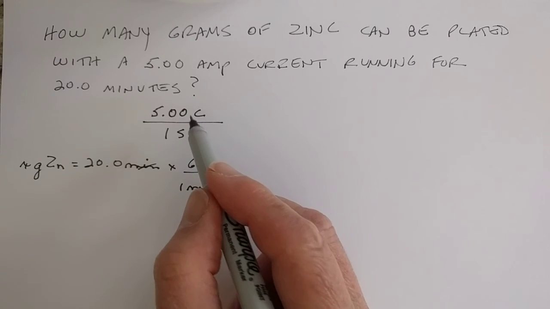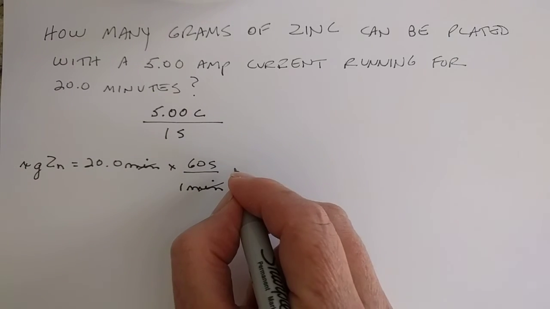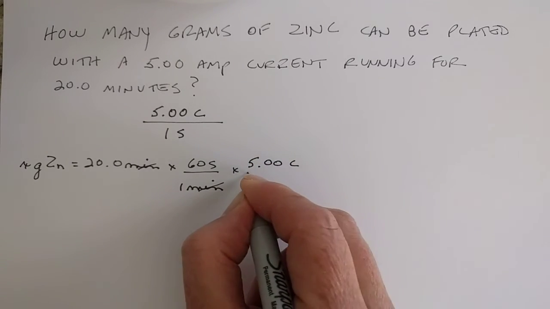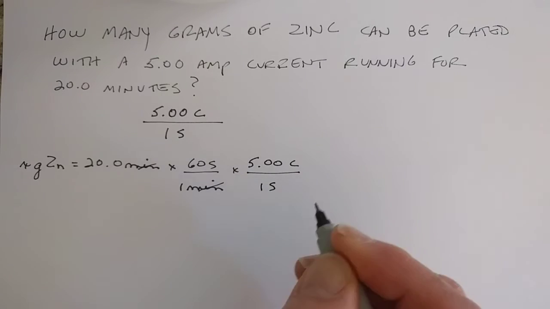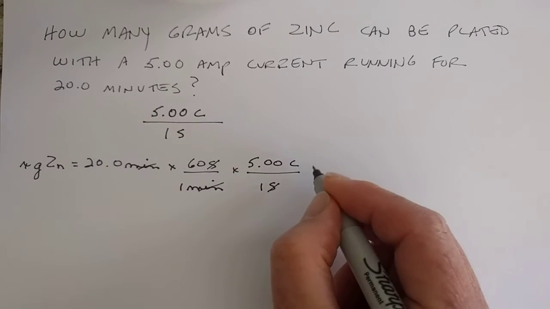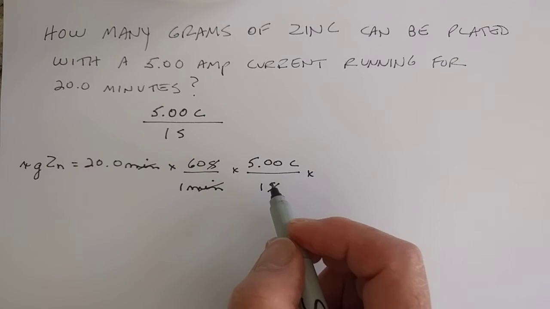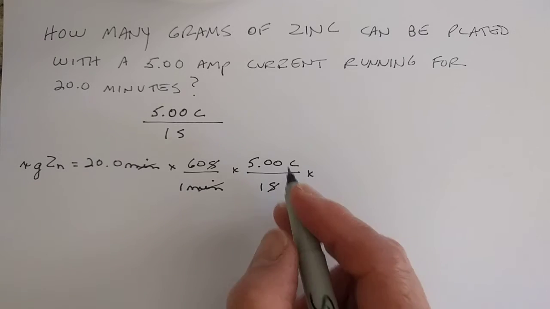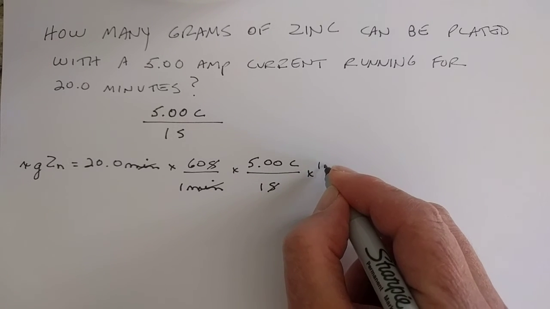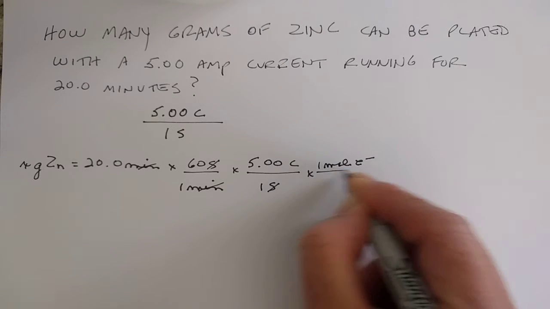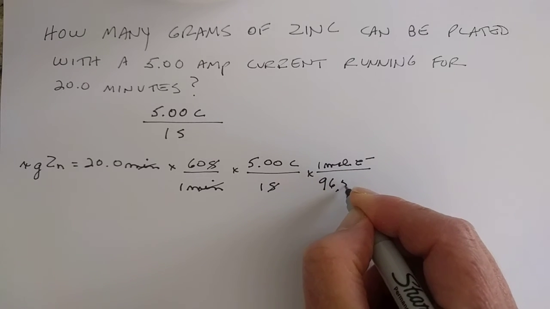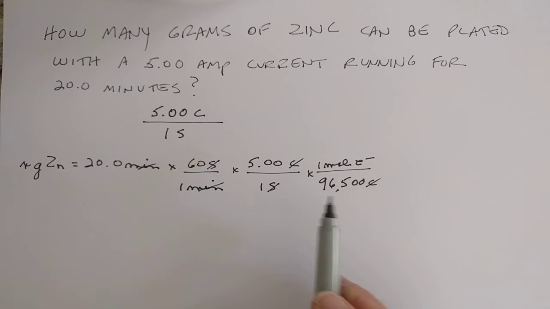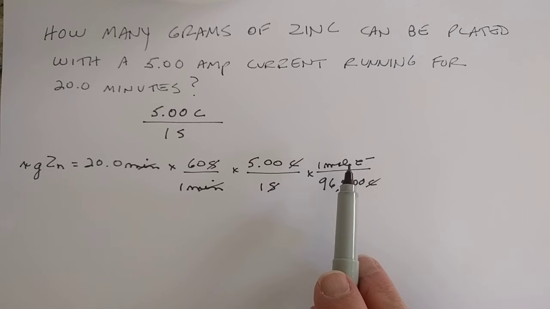All right, so now we can use our conversion. So we have 5.00 coulombs for every 1 second, crossing out the seconds. Now we're going to use Faraday's constant because when we get the electrons, that's going to get us to the zinc. So we know that 1 mole of electrons has 96,500 coulombs. Okay, so now we have moles of electrons. Where do we go from here?